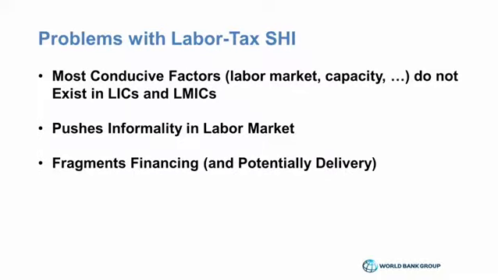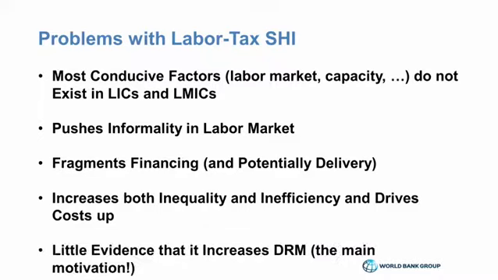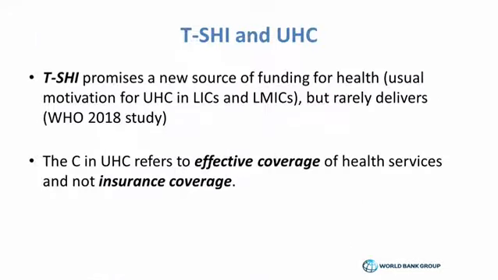It can fragment financing and potentially delivery, as the big example from Latin America. It fragmented service delivery. They created two parallel public systems, one for Social Security, one for none. Increases inequality and inefficiency and drive costs up. So basically, we don't like it. And WHO tells us there's really no strong evidence that it increases domestic resources for health.